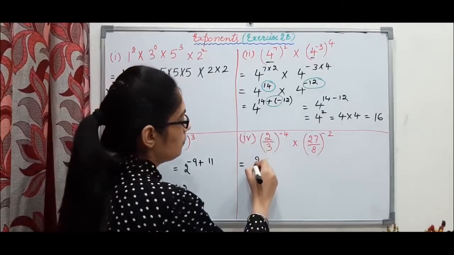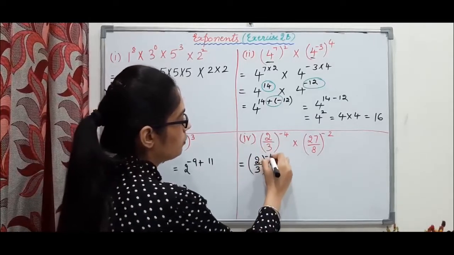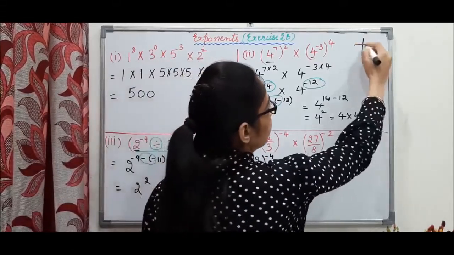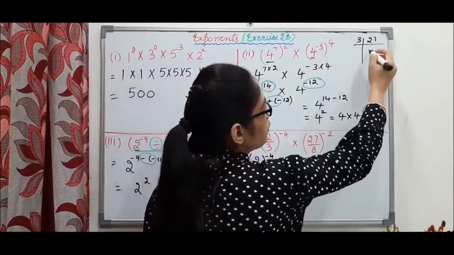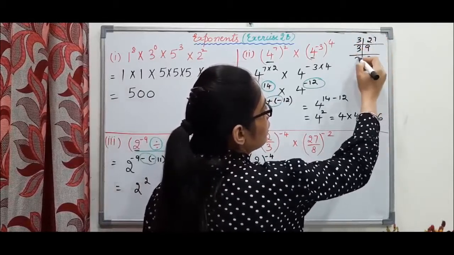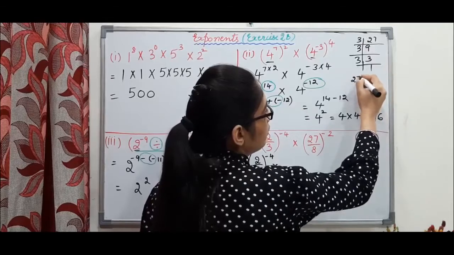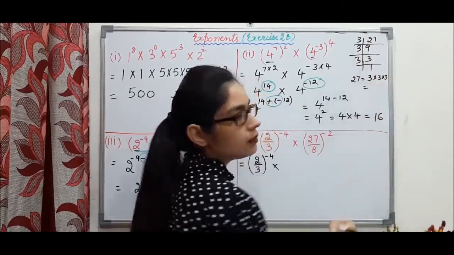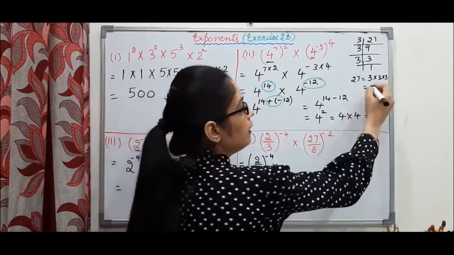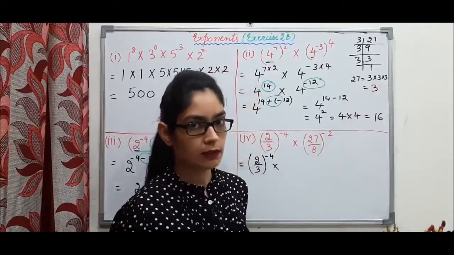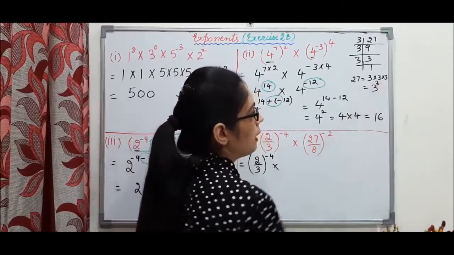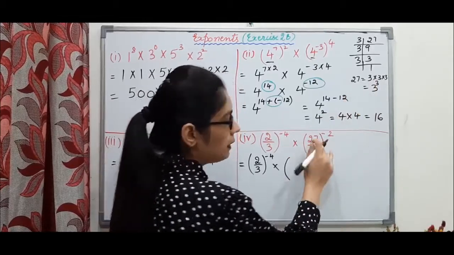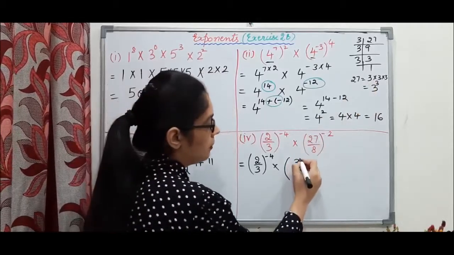So 2 by 3 whole power minus 4 into, let's find the exponential form of 27 first. So 27, if I make the factors, it's 3, 3 into 9, 3 into 3 and 3 into 1. So 27 I can write it as 3 into 3 into 3. 3 is getting multiplied to itself 3 times. So that means if I want to write it in exponential form, it will become 3 to the power 3. 27 is equals to 3 to the power 3. So I will write here, in place of 27, I will write 3 to the power 3.